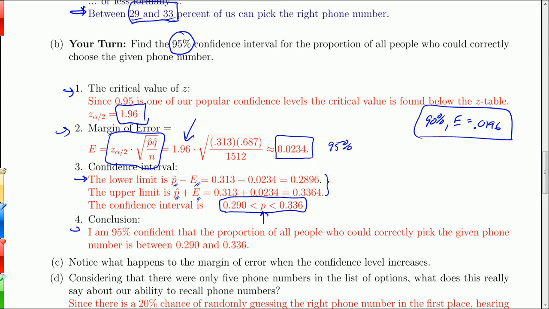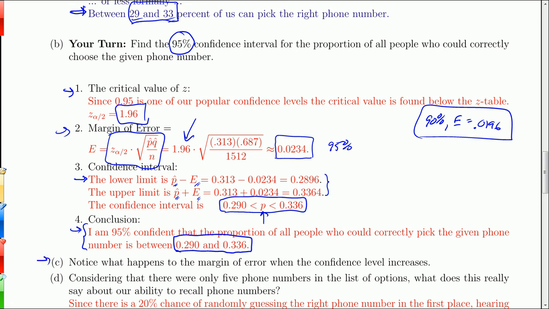The concluding statement: I am 95% confident that the proportion of all people who could correctly pick the given phone number is between 0.290 and 0.336. And you can put a more practical flavor on this and say, we estimate that between 29 and 34% of us can pick the correct phone number. But for a stats class, we're looking for a little more rigor in our concluding statement.